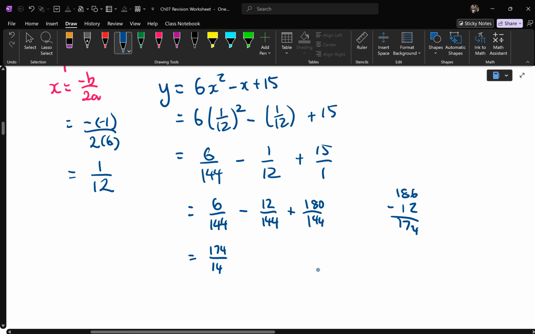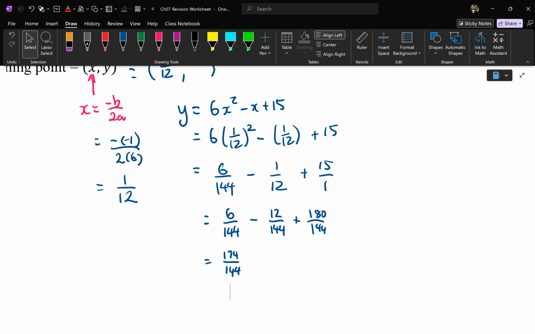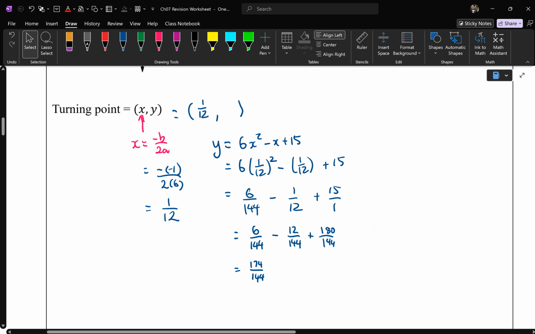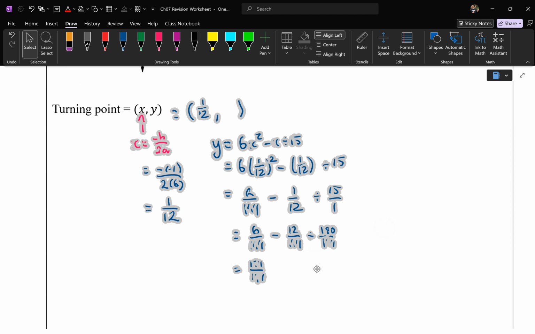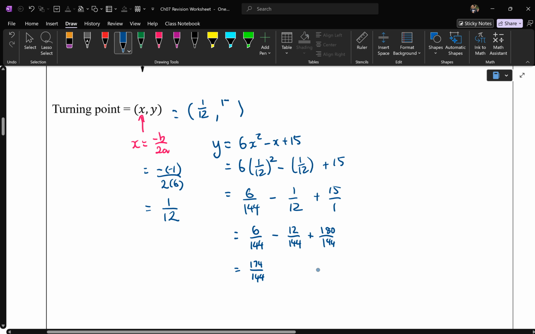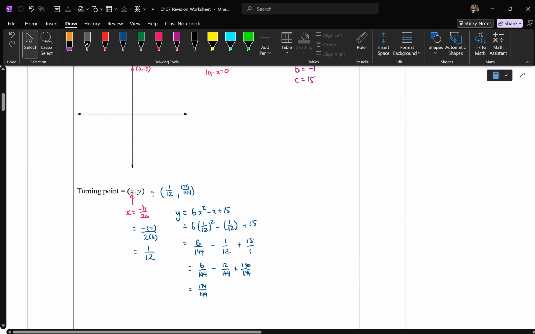Obviously, you can simplify that further. Okay, but you get my point. The point is, to find the turning point, just use the rule to find x, sub it in to find y. So now I know. Obviously, you should simplify this, but I'm just trying to move on from the point. I don't want the fractions to be the scary part.